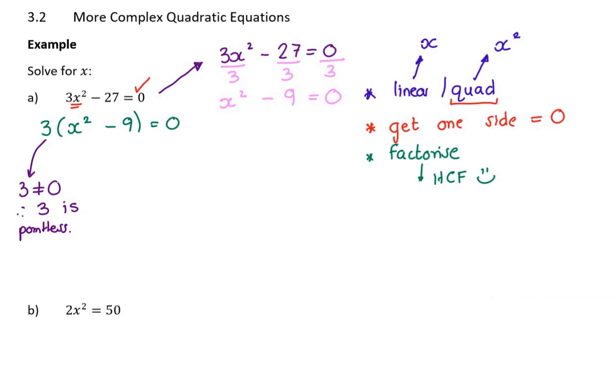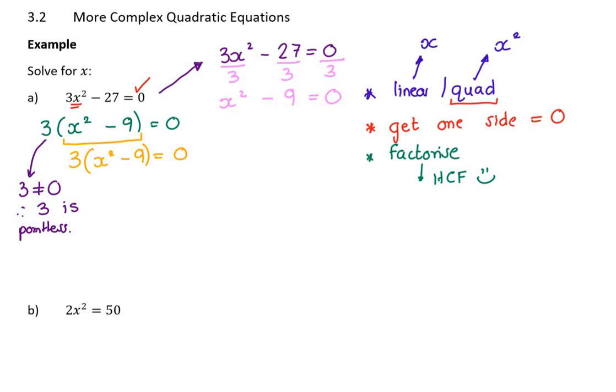What I've noticed here is that I now have 3 multiplied by x squared minus 9 equals 0, but 3 can't be 0. So what do I know? I know that x squared minus 9 has to be equal to 0. You can keep this 3 along for the ride, or you can drop it. It actually doesn't matter. It's entirely pointless in the question now.